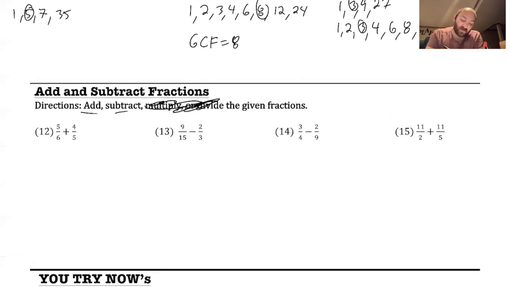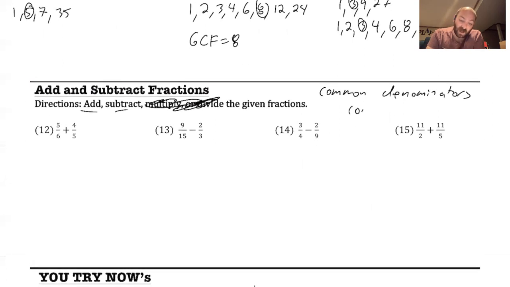We have to have common denominators. And the way we get there, like we talked about earlier, these common denominators are going to be common multiples. Okay. So if I look at this, I'm going to focus on the 6 and the 5. Is there a multiple for both of those that they can both multiply up to?